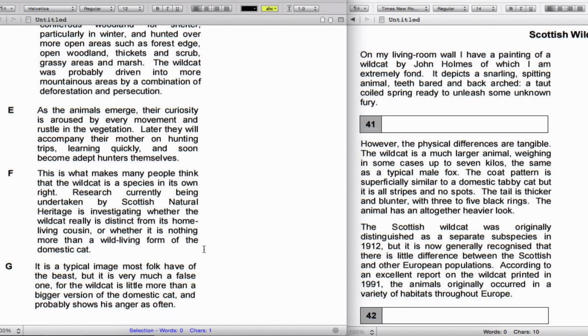And over here, G, it is a typical image most folk have of the beast, but it's very much a false one. The wildcat is little more than a bigger version of the domestic cat. However, the physical differences are tangible. So we have the image and the painting, that's the link. And then we have the comparison with the wildcat and the domestic cat. And the whole next paragraph, I'm going to put that in.